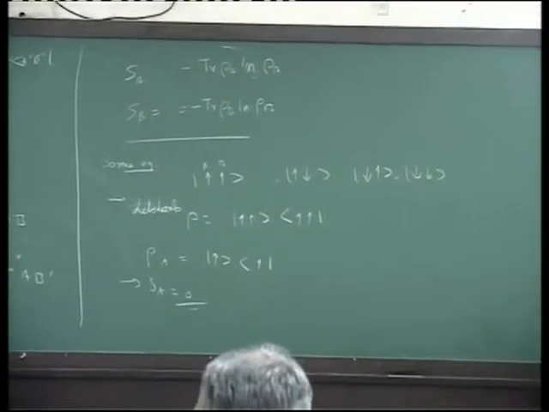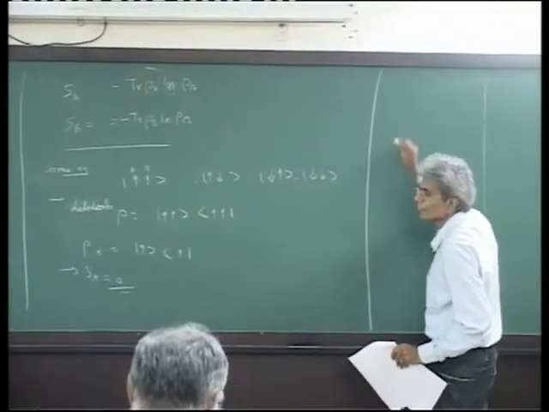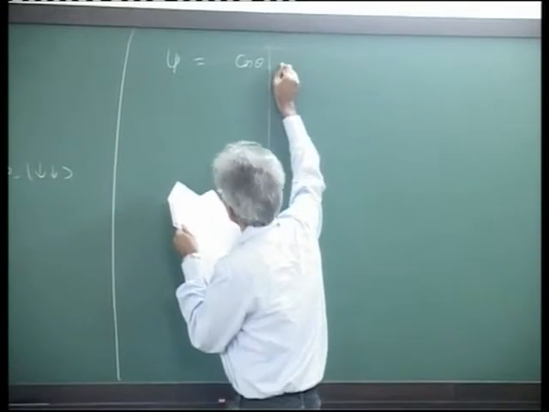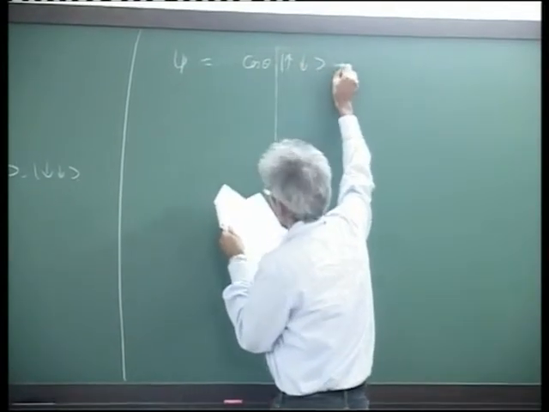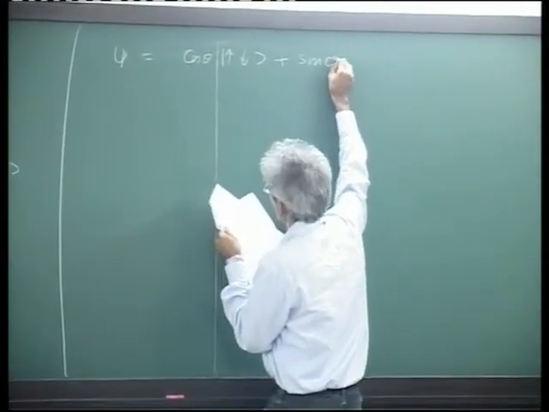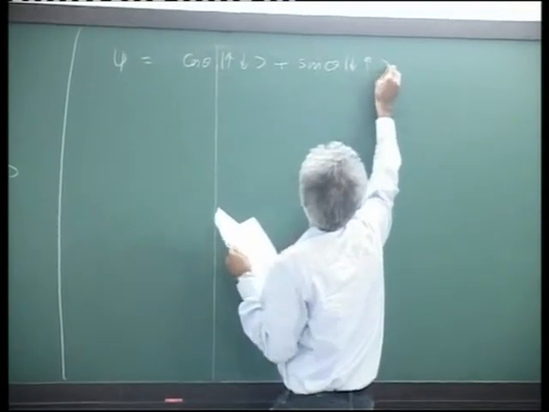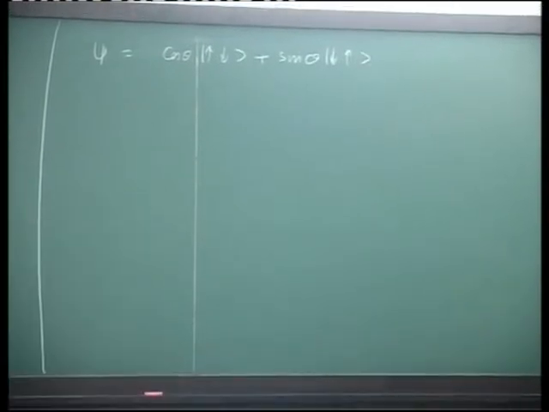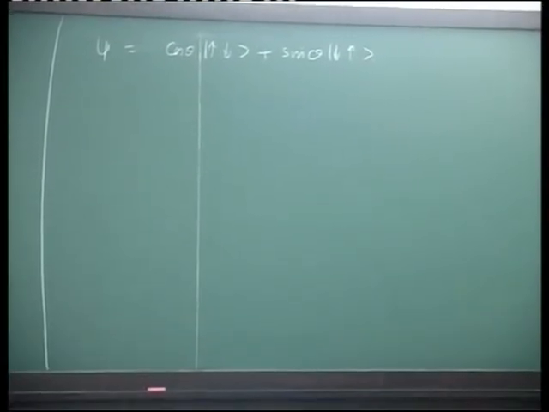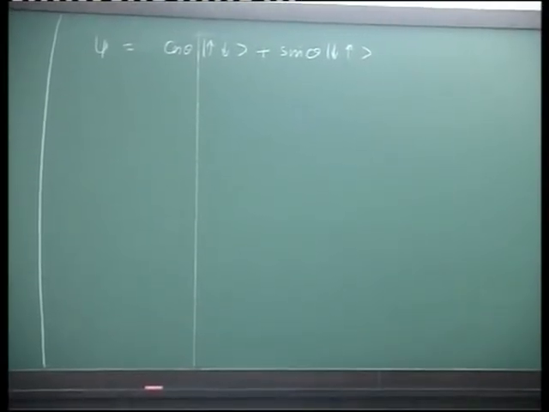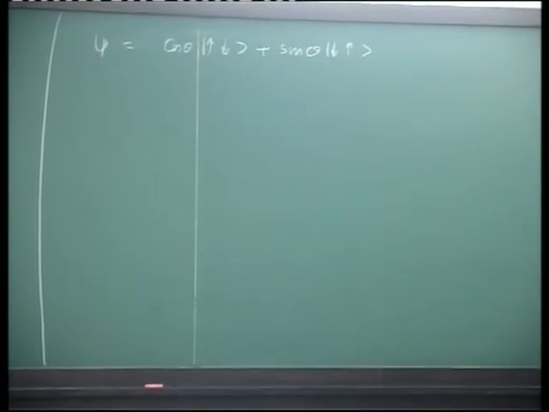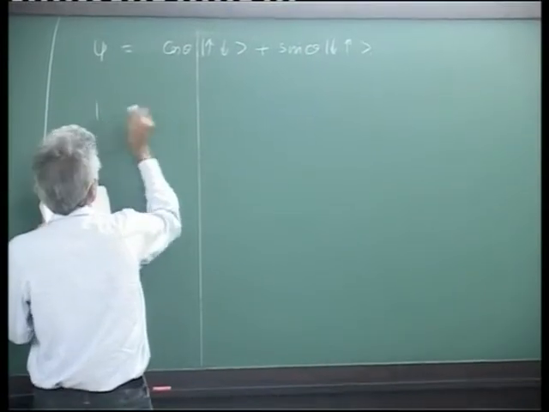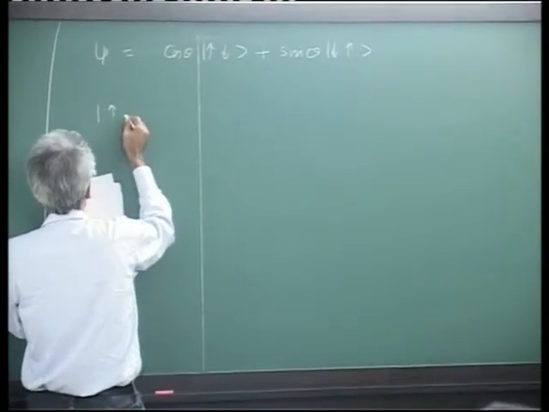So let's take the state. You can stop me. Cos theta up down plus sin theta down up. So let's take this state, and then just use our definition of this matrix and write it down. So it should be a 4 cross 4 matrix, right? So let's write it out, the 4 cross 4 matrix. Let me write it just to label the entries.